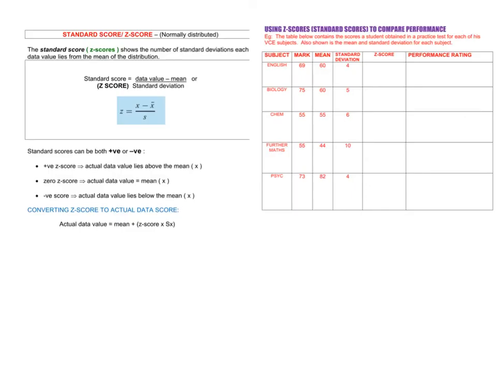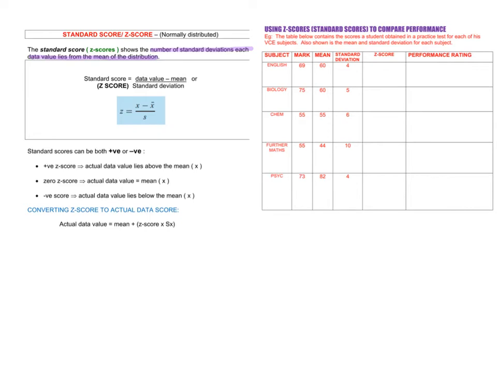To recap, which we've already done, the Z-score shows the number of standard deviations each data value lies from the mean in the distribution. It's sometimes called the standard score or Z-score, so be aware that you could get any one of those wordings. How you calculate the standard score is you get your actual value. We'll do the examples to show you.